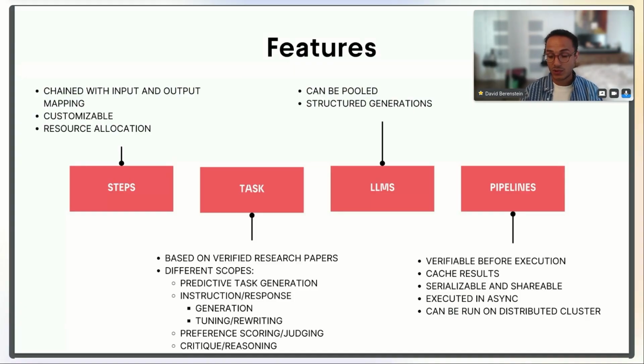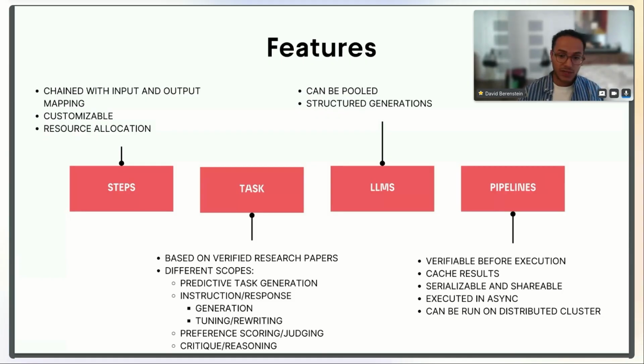Everything is serializable, shareable. You can push the pipeline to the hub along with your dataset. So if you find a cool dataset with a Distilabel pipeline on the hub, you can actually load that dataset, maybe change it a little bit, and then create your own version of that. So that's also pretty cool.